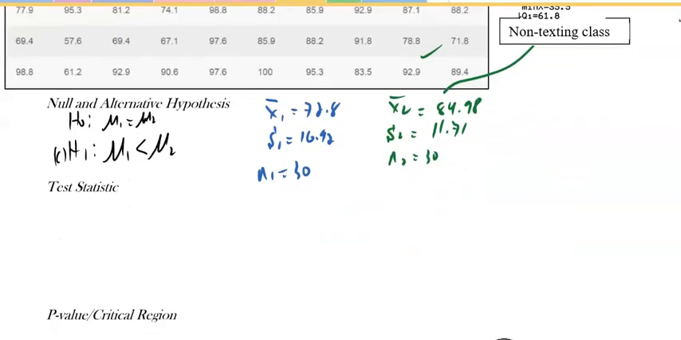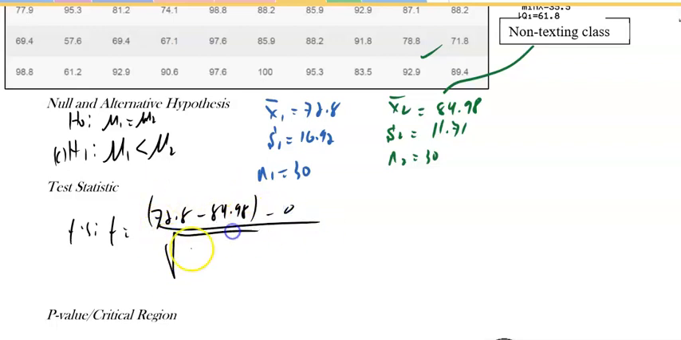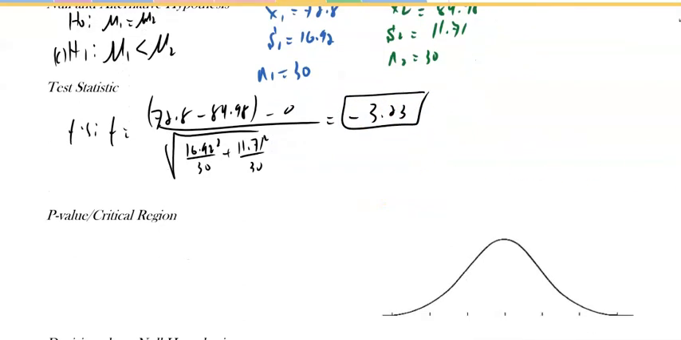So the test statistic in this case, T equals, we know the drill, 72.8 minus 84.98 minus 0, divided by the square root of the first standard deviation squared over 30 plus the second standard deviation squared over 30. If I plug this in my calculator, that's negative 3.23. We know how to do that by now.